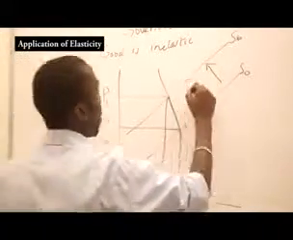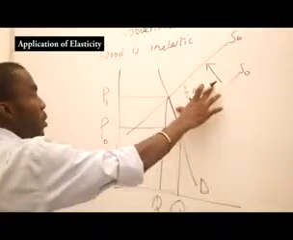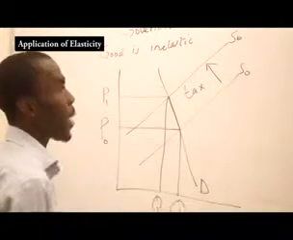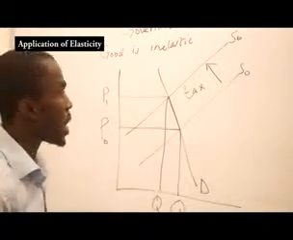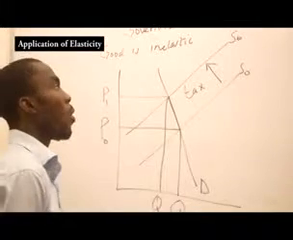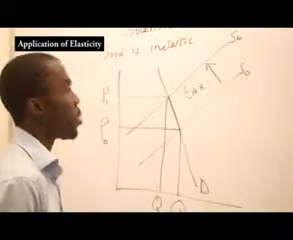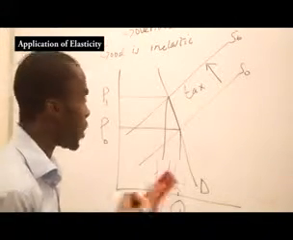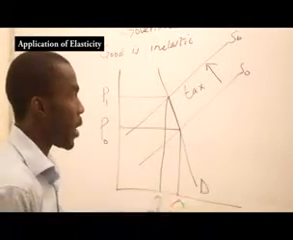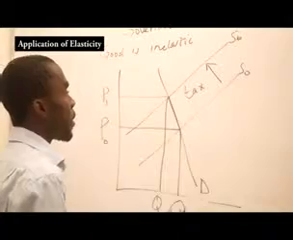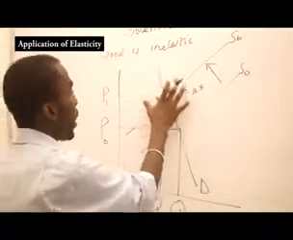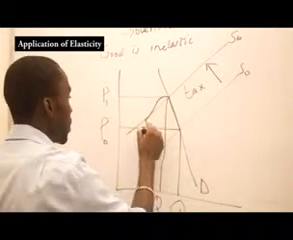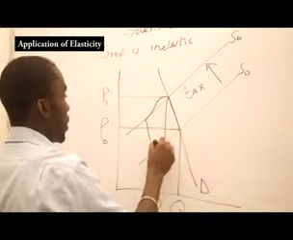How about the tax that is now imposed on the good or the service? How will the supplier deal with it? Normally, the supplier can either transfer all the tax to the consumer or share the tax with the consumer, or the supplier will bear all the tax depending on the nature of the demand curve. We'll look at the others, but let's see what will happen in this case where the demand curve is inelastic. So this is our tax.